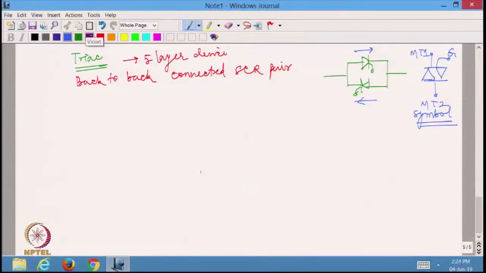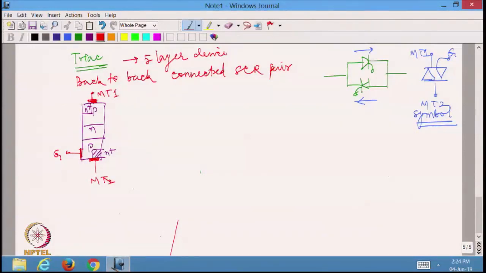The TRIAC is a 5-layer device, I told you. So, we are going to have something like P, N and P. These are the 3 layers. Then I am going to have an N plus here and one more N plus here. Now, my gate may be connected from here. This is the gate terminal. Let me call this terminal MT2 and this terminal MT1.